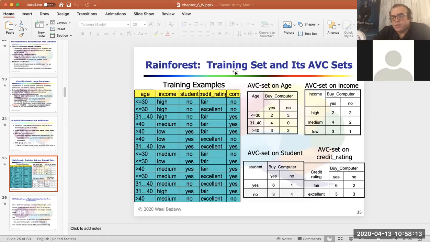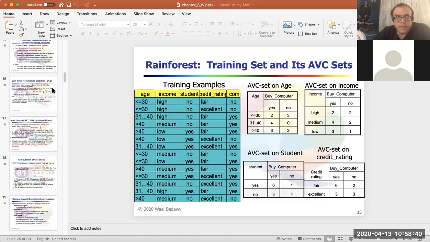So this is a training set. This is the RainForest training set. Now, if I have an age and I want to know the likelihood of somebody buying a computer based on his age, then instead of examining the whole set, I will only examine 3 records instead of examining all of these records. If I want to know whether it's a student or not, I will examine 2 records.